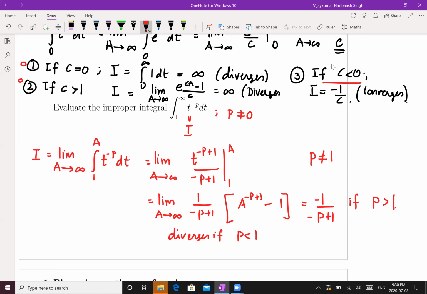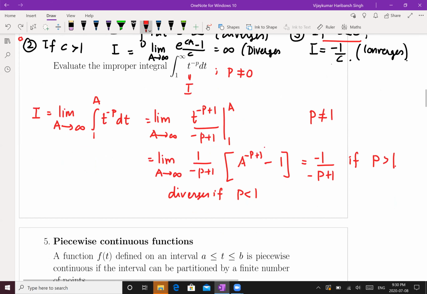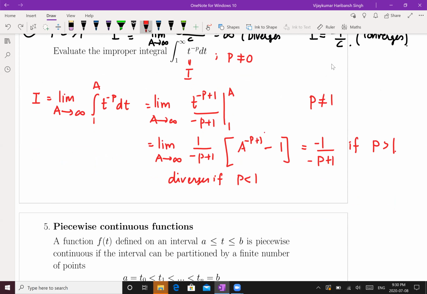Why is that? Think about it in the following way. If p is greater than 1, then this power will be negative, so in that case the limit will be 0. If p is less than 1, this power will be positive, so in that case the limit will be infinity. So it diverges if p is less than 1.